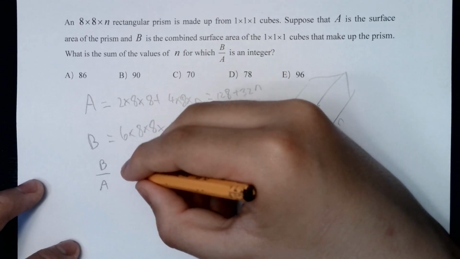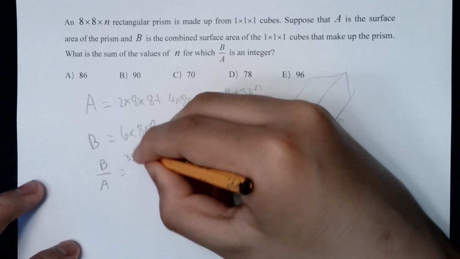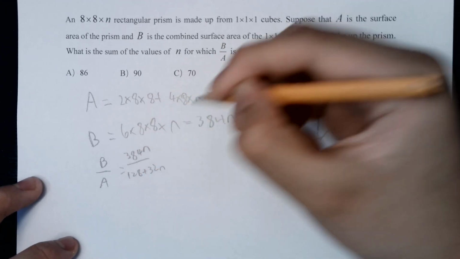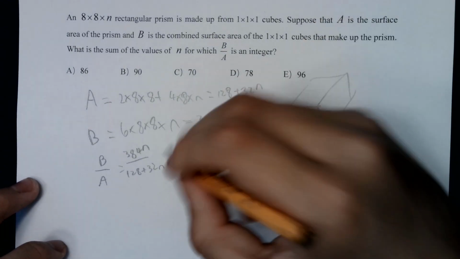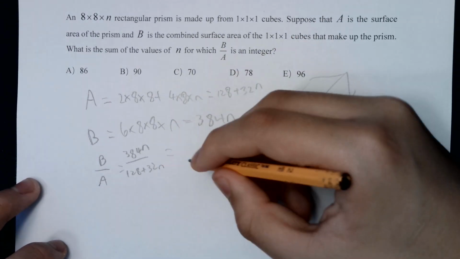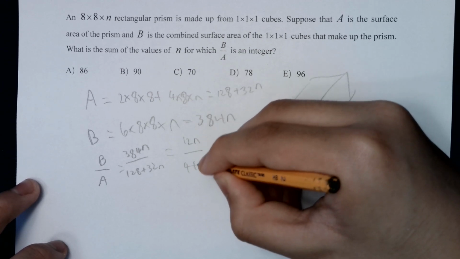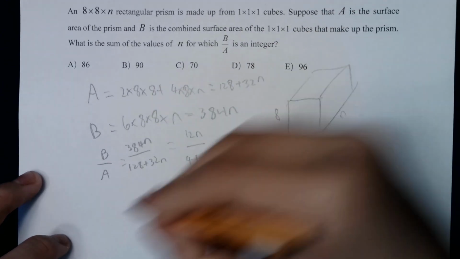This means that B over A is going to be equal to 384n over 128 plus 32n. And obviously these numbers are pretty big and pretty hard to work with, so I'm just going to remove the common factor of 32 from all of them to receive 12n on top and 4 plus n on the bottom.